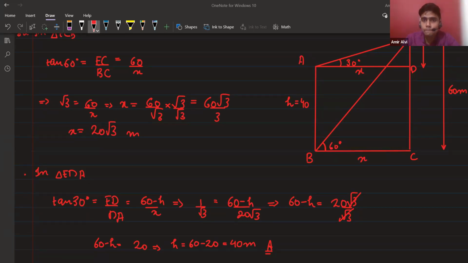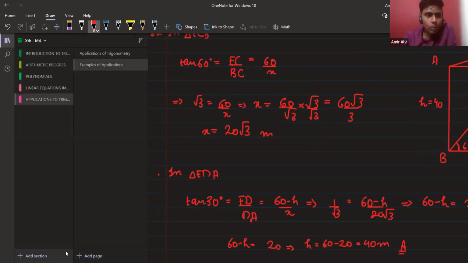Just a second. Let me put this book aside. Okay, so let's start the similarity, basically what similar triangles are, all the things. Let me name the topic.